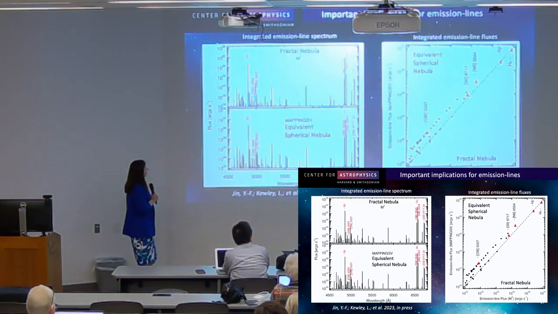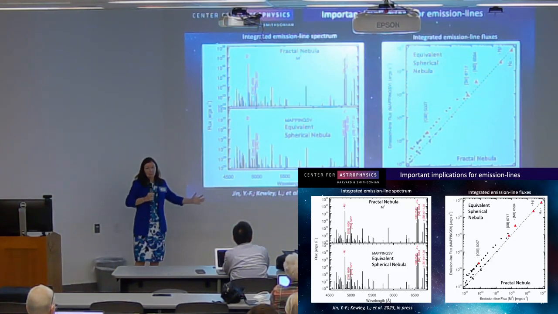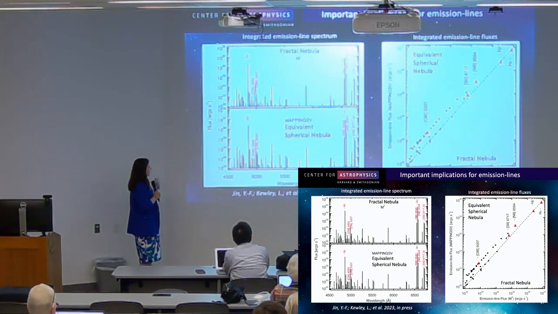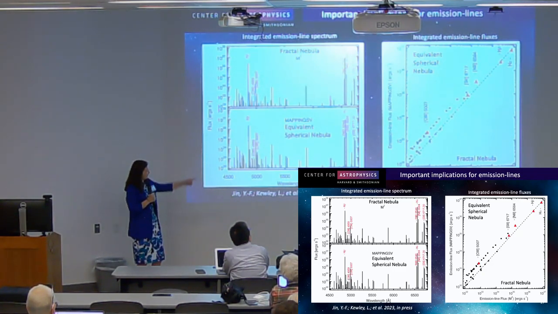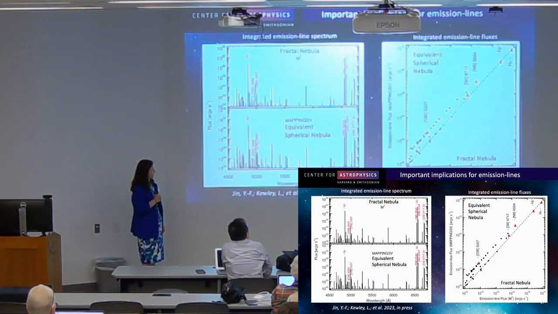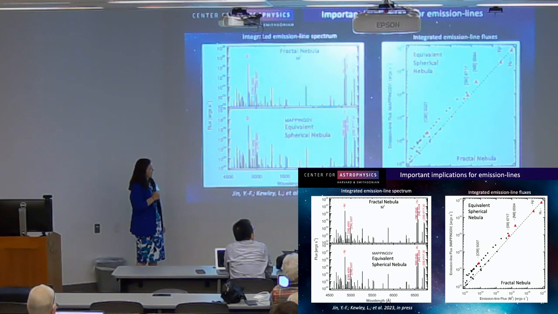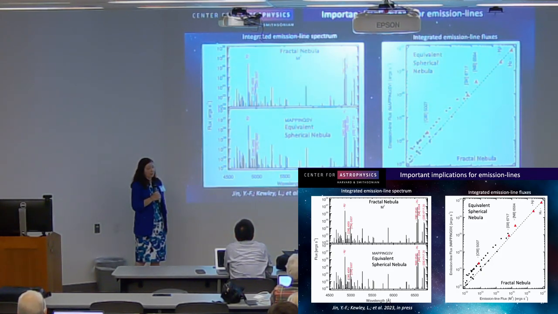If we look at an integrated emission line spectrum now, so we're now integrating the model, we can compare the difference between the equivalent spherical nebula and the fractal nebula. The difference is shown in particular on the right-hand side figure, where we have the emission line flux using the old version of MAPPINGS. That's the 1D spherical model on the y-axis, and on the x-axis is our new fractal nebula fluxes. If they agreed, they'd fall along the 1-to-1 dashed line.